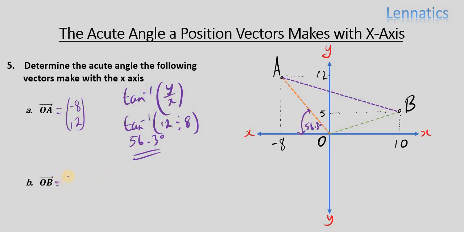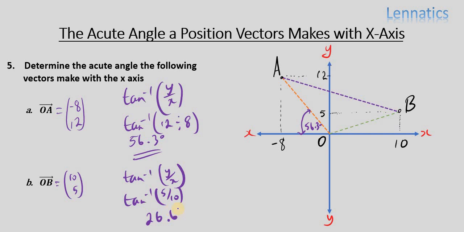For OB, we're going to look at the components for OB, which are 10, 5. And so we use the formula again, tan inverse of the y component divided by the x component. So it's tan inverse of the y component, 5, and the x component is 10. When we divide those values and find the tan inverse of it, we end up with an angle of 26.6 degrees, to 3 significant figures.